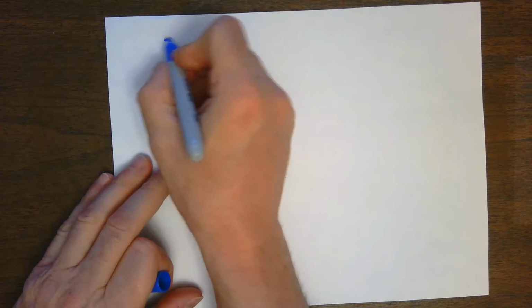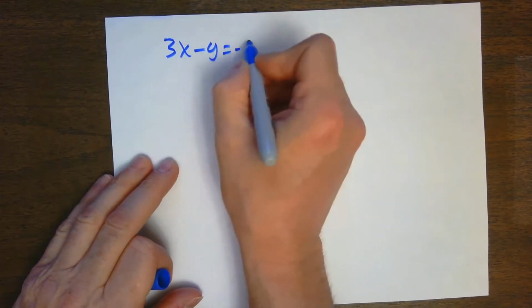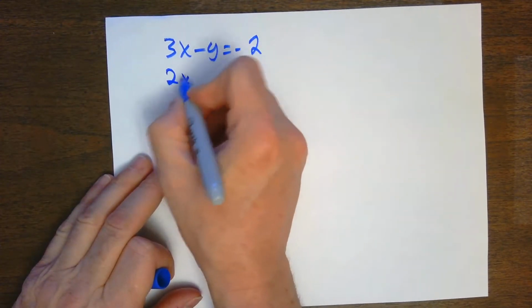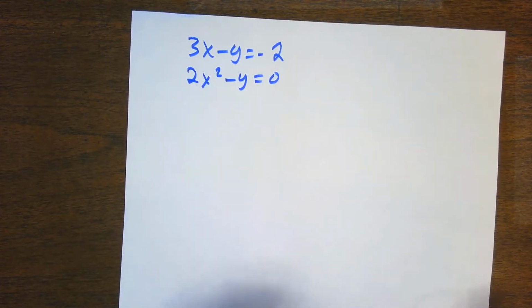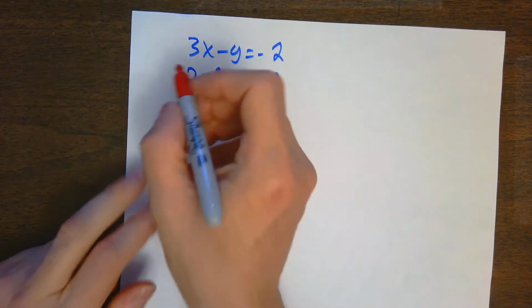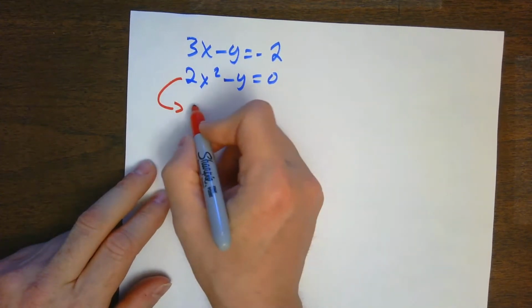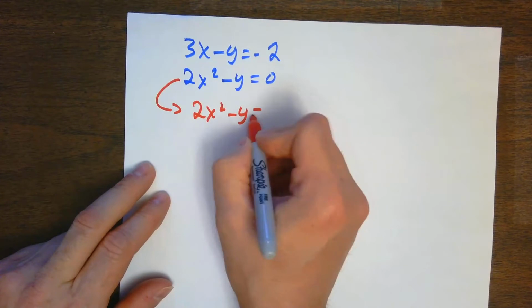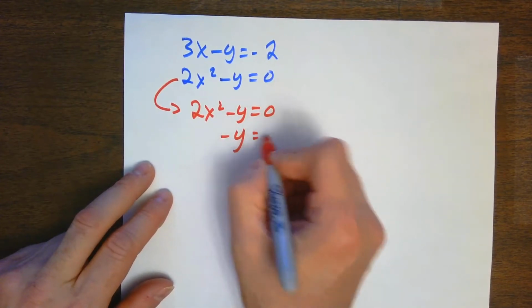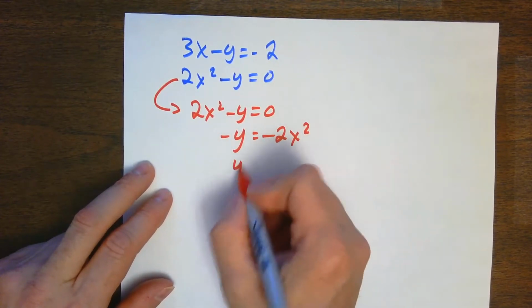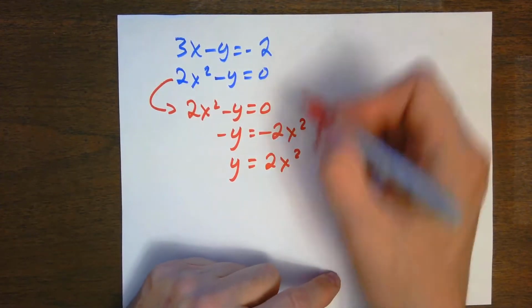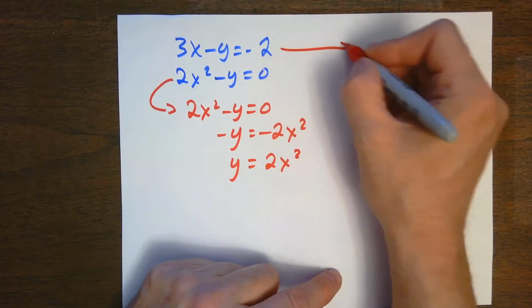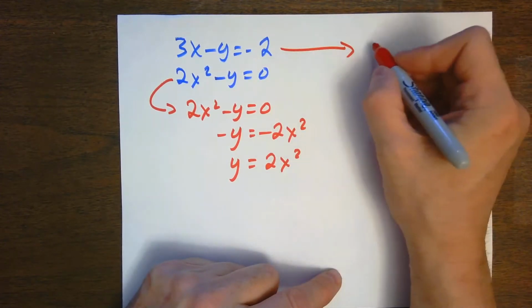I'm just going to copy the original system down again, which was 3x minus y equals negative 2, and 2x squared minus y is 0. I want to graph them, so I want to get them both y equals something. So for this equation, 2x squared minus y equals 0, subtract 2x squared, negative y equals negative 2x squared, divide by negative. That looks familiar. I think we did that originally, didn't we? So that one's in y equals something form.